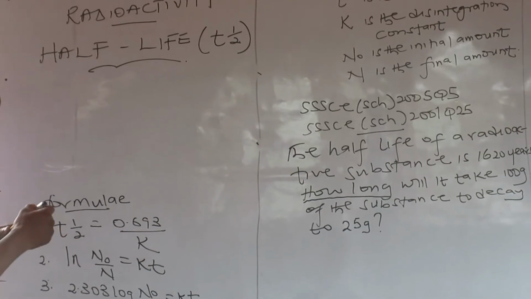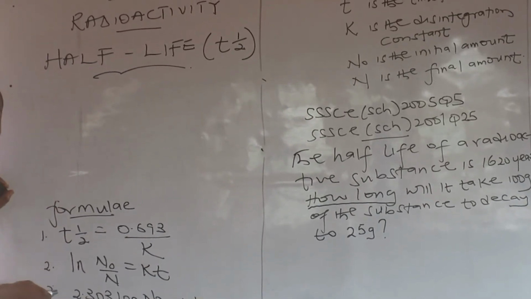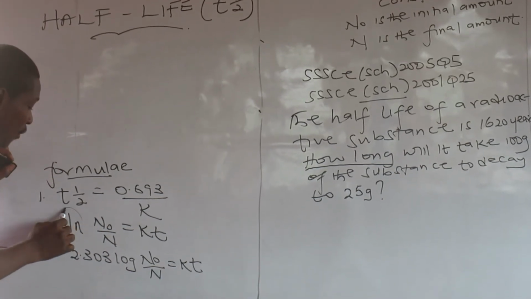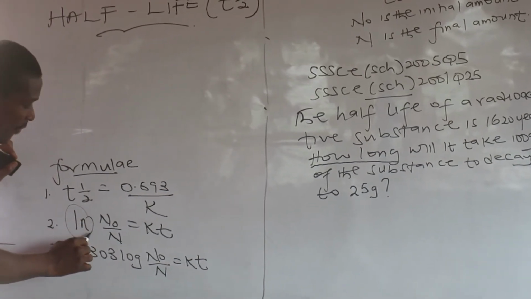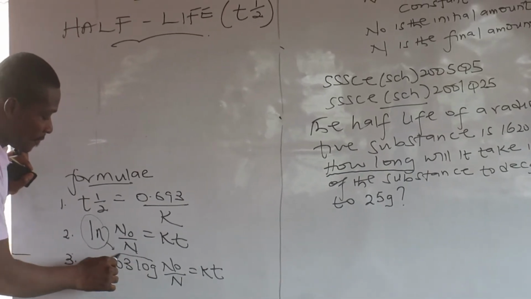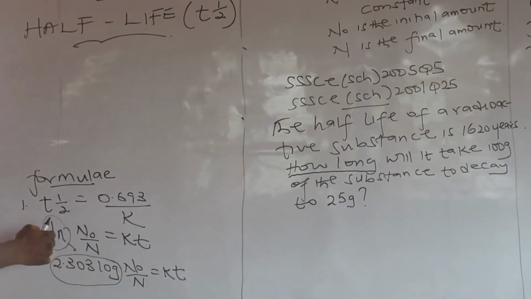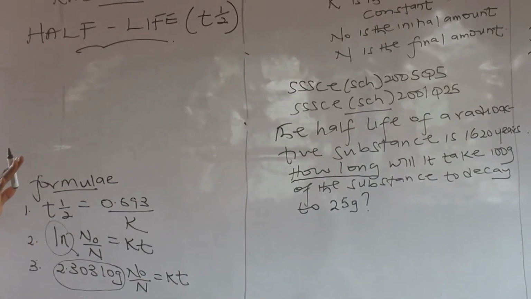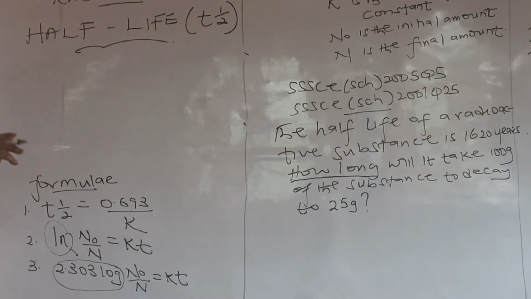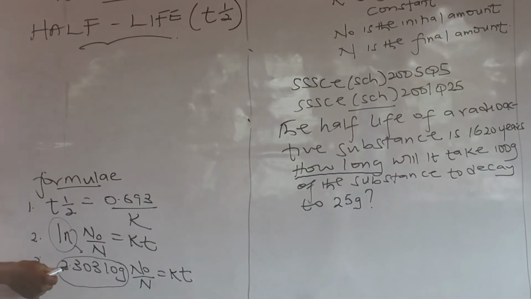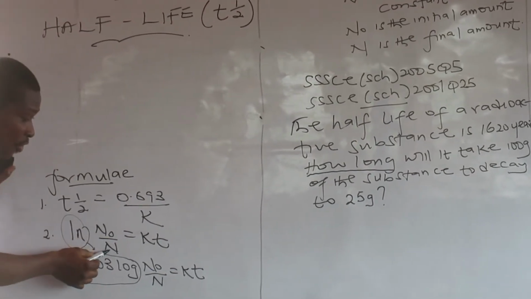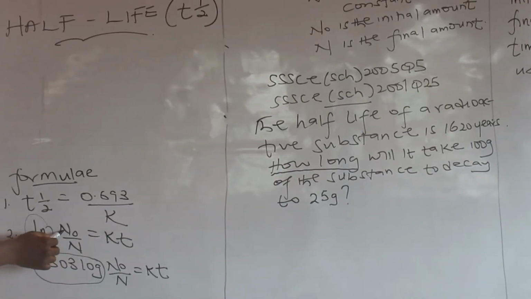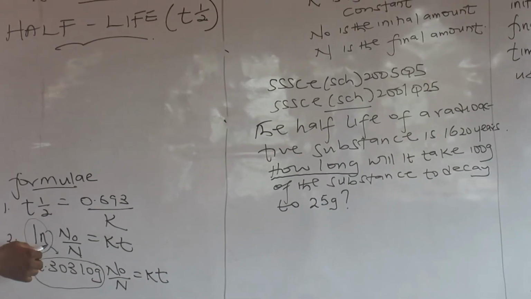Good. Now, what is the difference between this formula number 2 and formula number 3? They are the same. You see, this natural log is equivalent to what you see here. Natural log means 2.303 log. Full stop. When do we use this? There are certain times that you don't know T, and you cannot punch an alphabet on the calculator. It's not going to work.